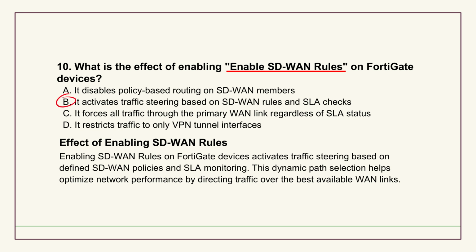So without that enabled, the SD-WAN rules and SLA checks just sit there. Essentially, yes. The device might just use its standard routing table or maybe basic policy routes. Enabling that setting tells the FortiGate, start using the SD-WAN intelligence. Look at the rules, look at the SLAs, and pick paths dynamically. Got it. That's the trigger for all the dynamic behavior.